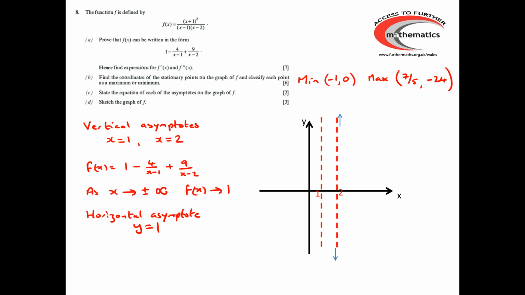And finally, if x is just a little bit less than 1, the top is still going to be roughly 4. X minus 1 is going to be a negative number, but a very small negative number. And x minus 2 is going to be roughly minus 1. So the bottom is going to be a very small positive number. So I've got 4 divided by a very small positive number, which is going to give me a very large positive number.